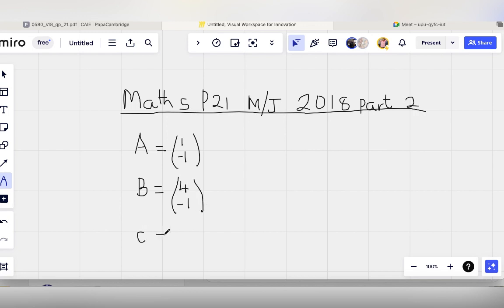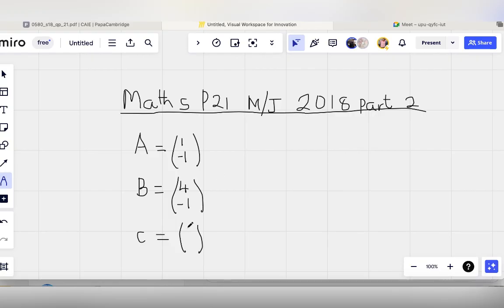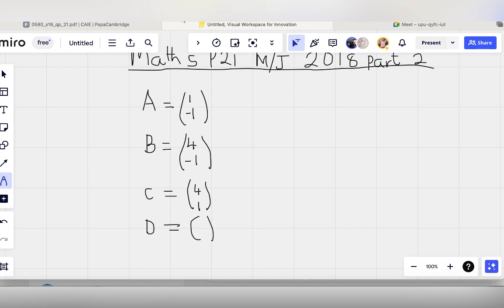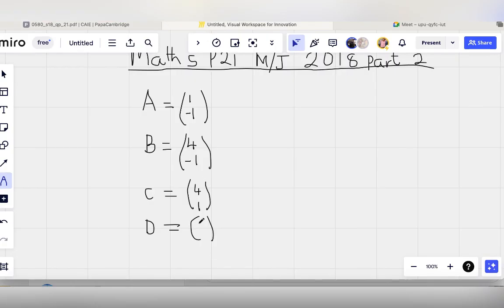We do the vector of C. C is this point, so 1, 2, 3, 4: 4 on the x-axis and positive 1 on the y-axis. So for C, we get 4, 1. Then the coordinate of point D: here is D. On the x-axis it is 2, and y is 1. So the coordinate of D is 2, 1. So we write 2, 1.